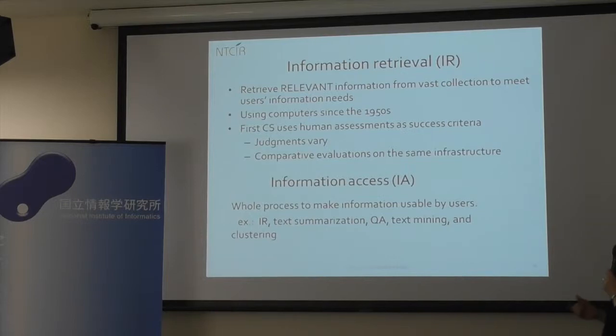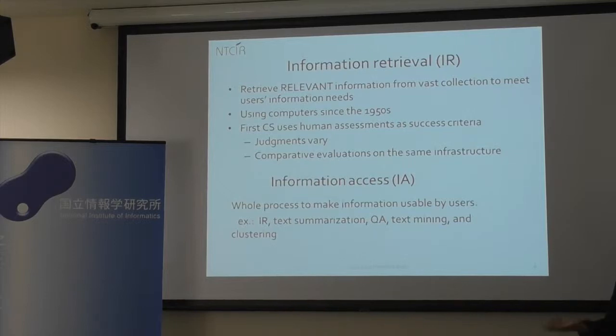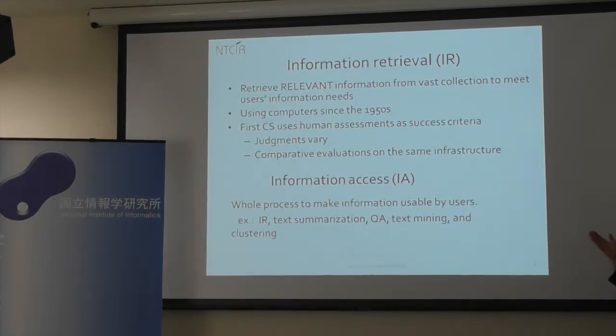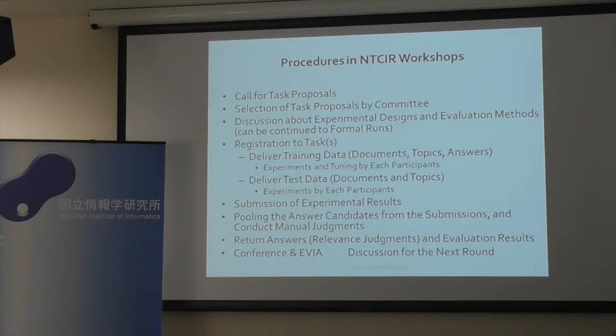Therefore, we generally use comparative evaluation on the same infrastructure. NTCIR provides that kind of infrastructure, meaning datasets. Information access is a wider concept than information retrieval. It covers the whole process of making information usable by users, so we use the term information access.